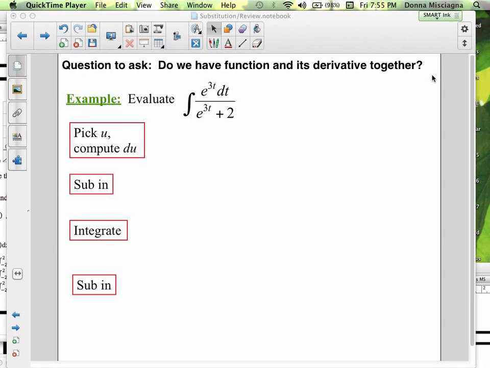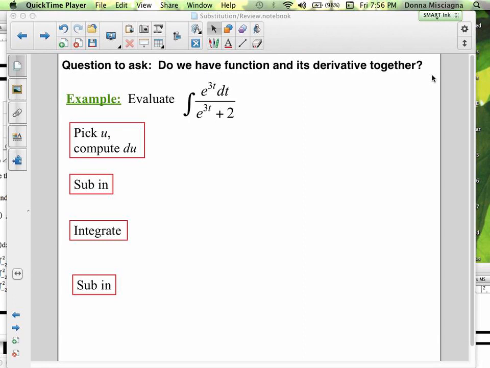All right, so here's our next problem. We want to take the integral of e to the 3t dt over e to the 3t plus 2. The question to ask yourself is, do you have a function and its derivative together? Every time you have a function and its derivative together, you've got a chain rule. You can undo the chain rule with substitution.